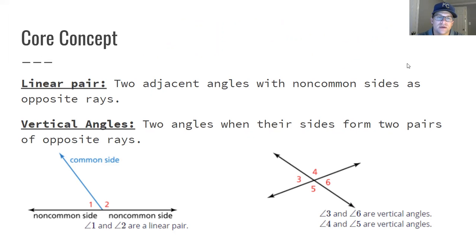Vertical angles are two angles where the sides form two pairs of opposite rays. So really, in vertical angles, the most important thing is you have an intersection of two different lines that creates four angles, and the two angles that are opposite from each other are considered vertical. So 3 and 6 have the same vertex, but they don't have any of the common sides. 4 and 5 are your other pair of vertical angles. They share the same vertex, but they don't share any common sides.